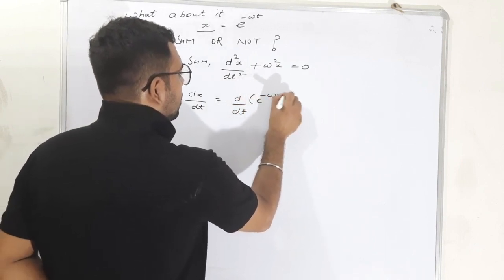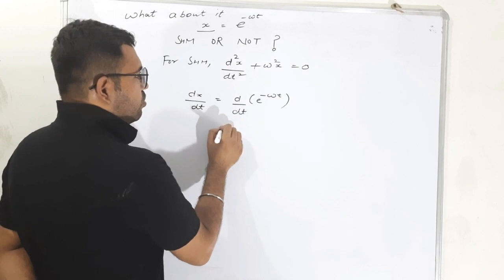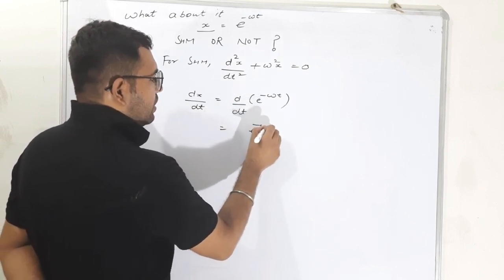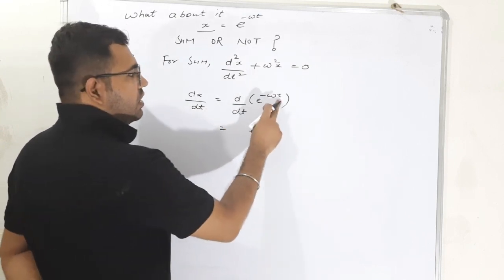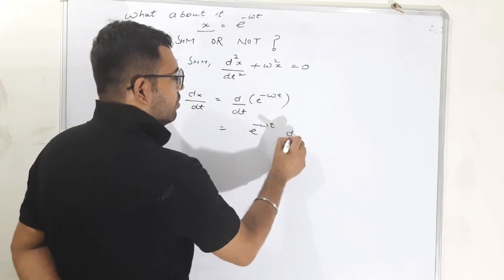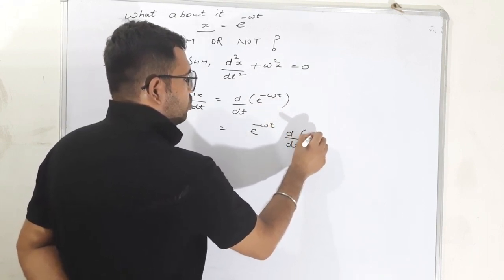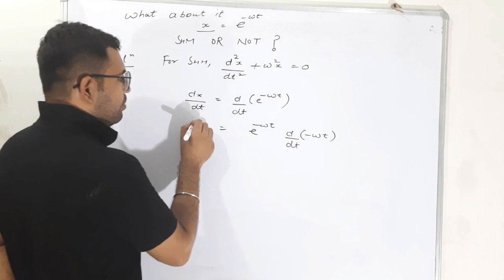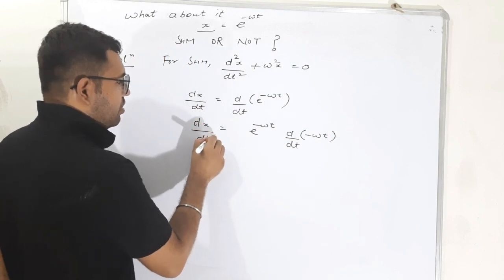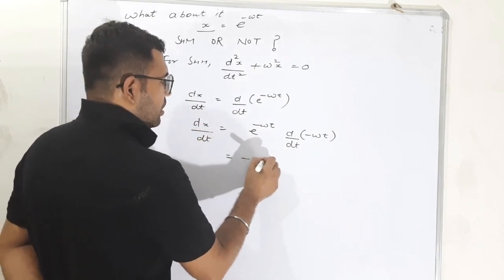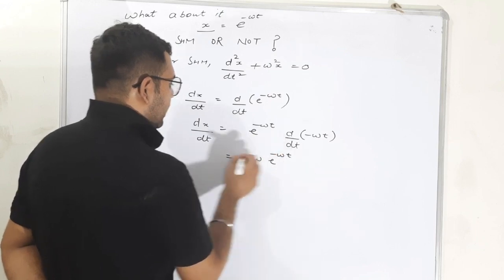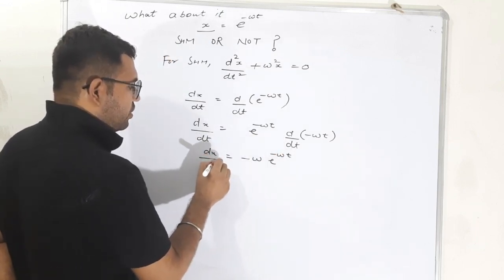अब इसका डिफरेंशिएशन क्या होता है बच्चे? इसका डिफरेंशिएशन होता है e to the power minus omega t और उसके बाद डिफरेंशिएशन होगा इसकी पावर का, तो d by dt minus omega t. So that becomes dx by dt equal minus omega e to the power minus omega t, right? This is the first differentiation.